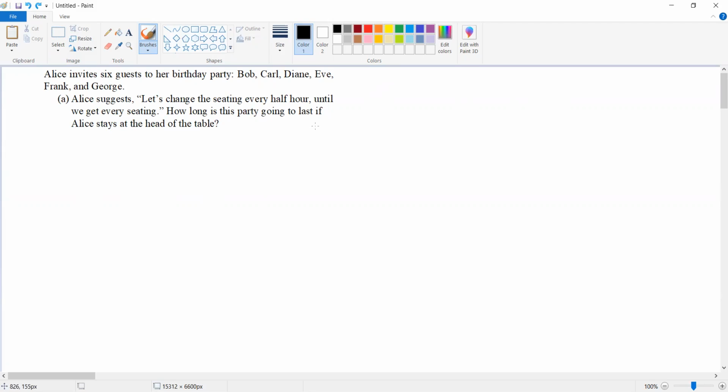So I'll read it out. I'll give you guys some time to think about it, and then we'll solve it. So the problem is that Alice invites 6 guests to her birthday party: Bob, Carl, Diane, Eve, Frank, and George. So Alice says that let's change the seating every half an hour until we get every seating possible. So the problem is asking us how long this is going to last if Alice stays at the head of the table and they'll keep on changing the seating arrangements every half an hour.